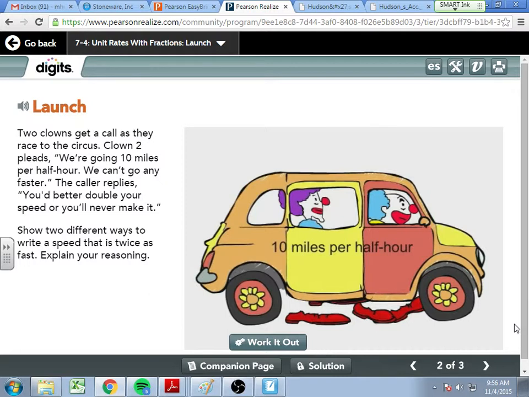Because they're foot powered, they've only been traveling for a half hour. Now, because they've been traveling for a half hour, they've traveled 10 miles. So we could set this up that they've gone distance, they're 10 miles, in their time, 1/2 of an hour. But that doesn't really make sense. We don't talk about speed in rates of half hours.